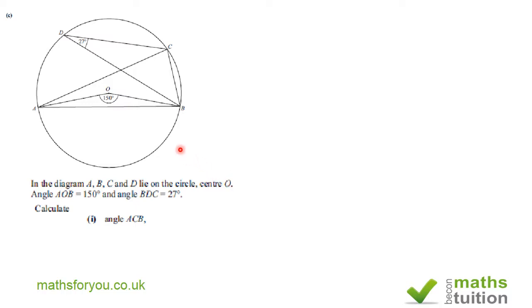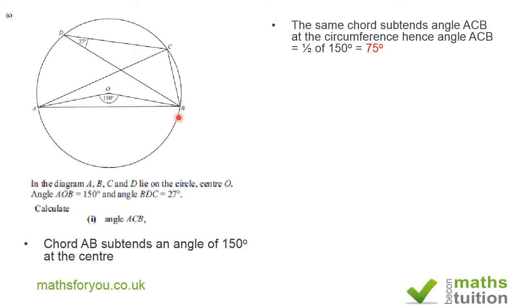Right. Now, to do that, we know that this chord AB subtends the angle 150 degrees at the center, and the same chord subtends this angle ACB at the circumference. So ACB has got to be half the angle subtended by the same chord at the center. So ACB has got to be 75 degrees, half of 150 degrees there. So ACB is 75 degrees.